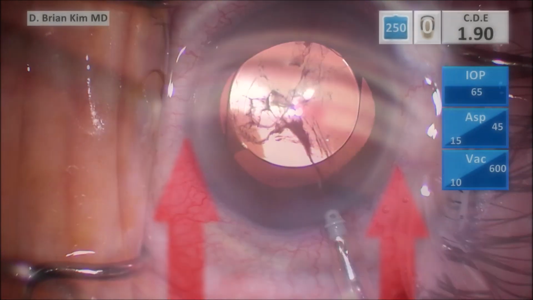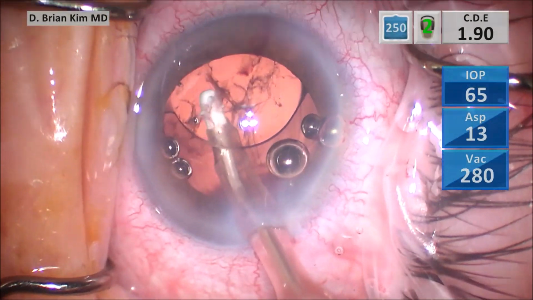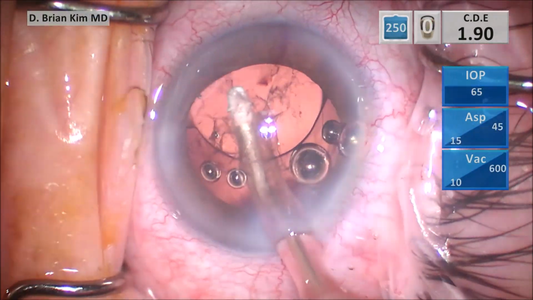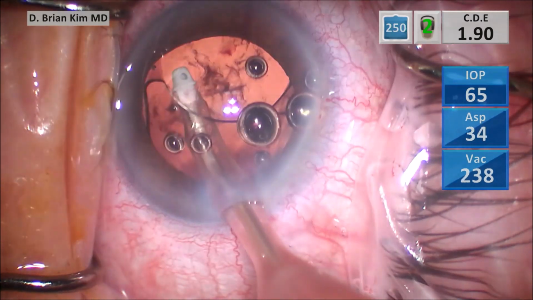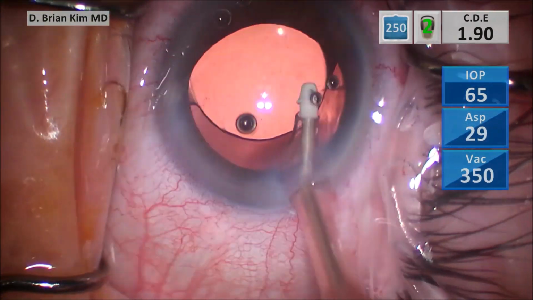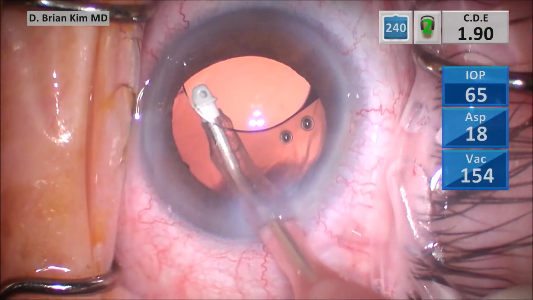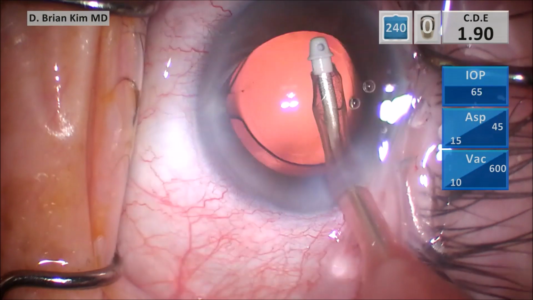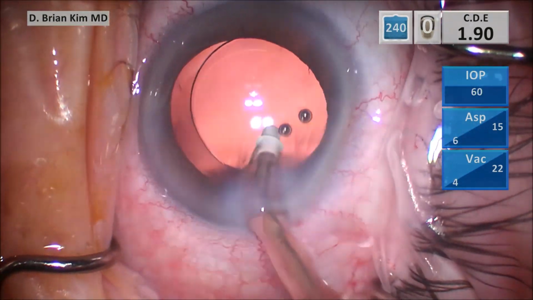So as you can see here now, I'm going to remove all the viscoelastic from within the bag and the anterior chamber. I'm also sweeping under the capsule edge, moving all the viscoelastic.